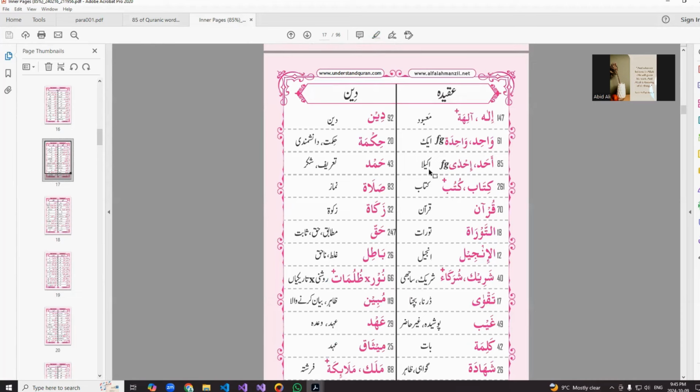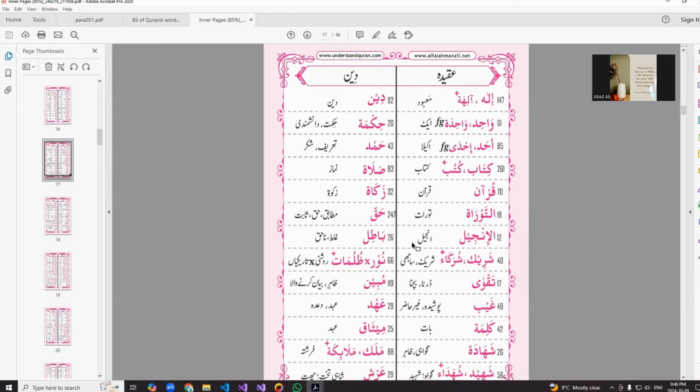Yes. And he is the Wahid. Yes? قل هو الله أحد. Yes. And Kitab is Kitab. Quran is Quran. Taurat, Injil. Sharik, Sharik Saji. Saji is associate, जिसके साथ किसी के साथ शरीक किया जाए.